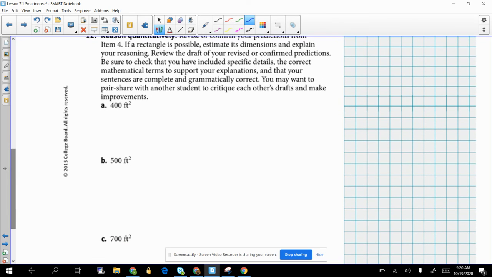Okay. And then last part we're going to talk about here is go back and look at your predictions and see were you right or wrong. Could we have a 400 feet squared fence area? Yes. Could we have a 500 foot squared? Yes. Could we have a 700? No, we know the maximum is 625. Okay.